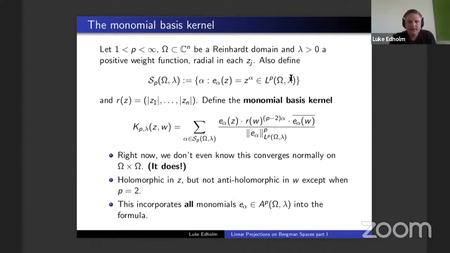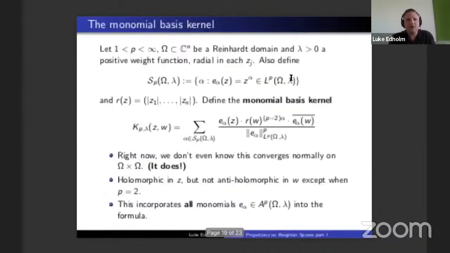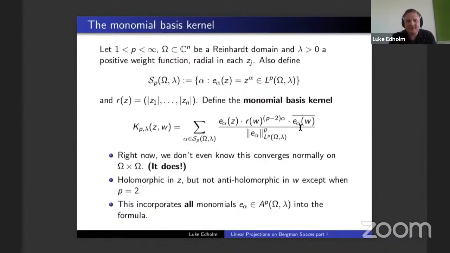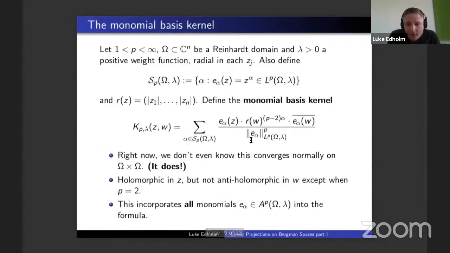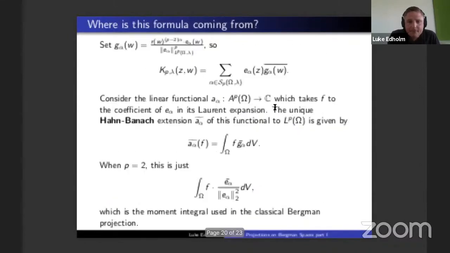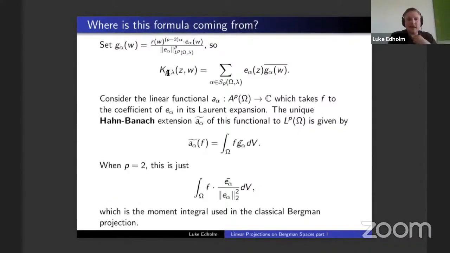Okay, so you might be wondering, where is this formula coming from? There's a very good motivation behind it. So let's define G_alpha(w) to be this thing, which was just this piece here. So this K_p,lambda(z,w) can be expressed this way.